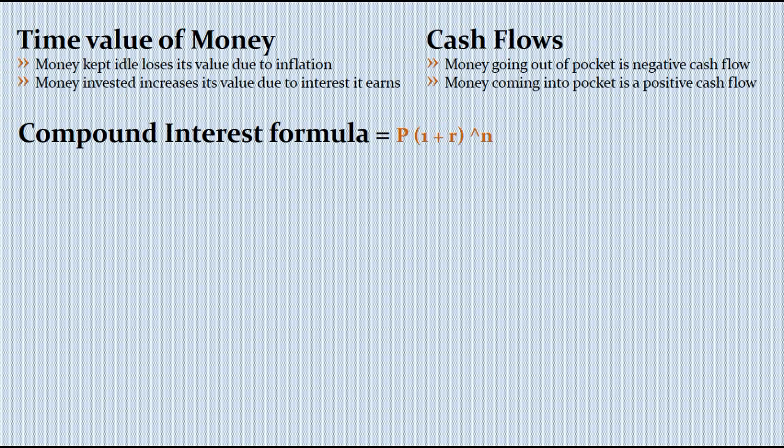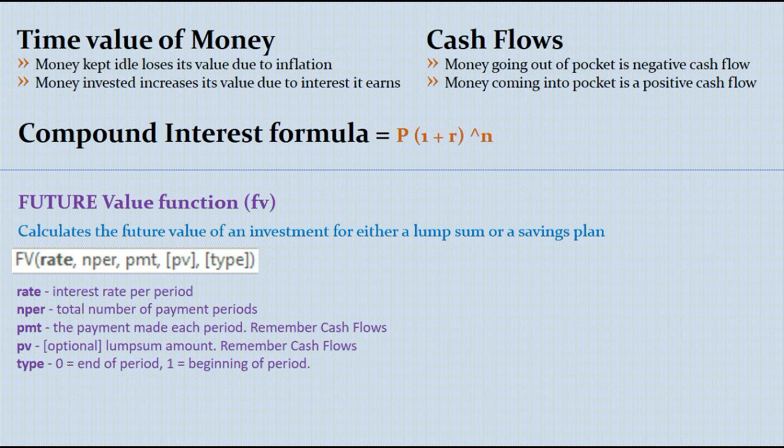So let's see some of these Excel functions. We'll start with the first function, which is future value function. Okay, this is a function which is an easy alternative for the compound interest formula, even much better in fact. It helps us calculate the maturity value of an investment. Now this investment could be a lump sum, meaning one time, or a recurring.